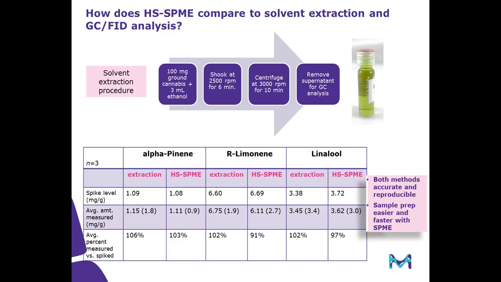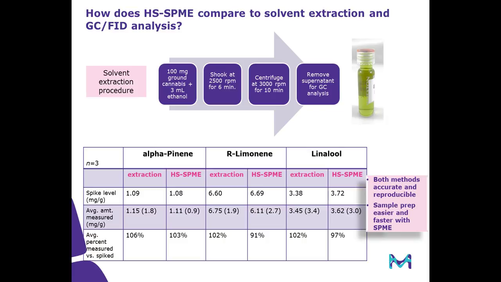So what we did was we took this spiked extract, we extracted it with the ethanol method I'm showing there, and we also extracted it using our headspace SPME method. And what we found was that the results were very close to each other. Reproducibility was good for both techniques, and the accuracy was good for both techniques. The difference is that with SPME, we did not have to use any organic solvent. It was also a hands-off technique.